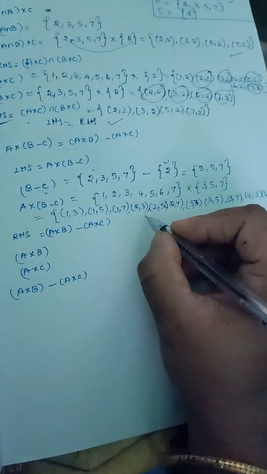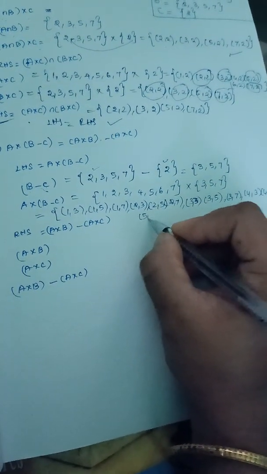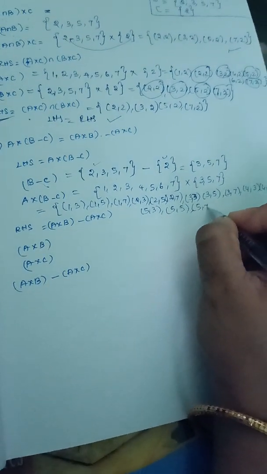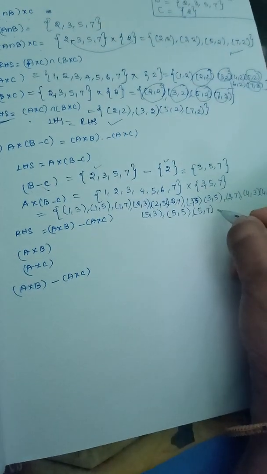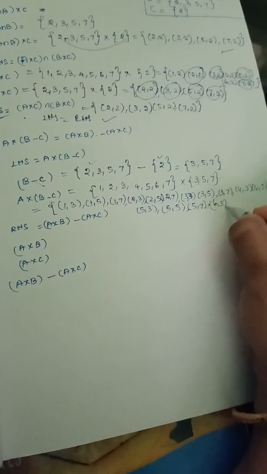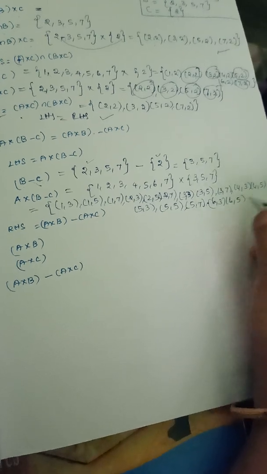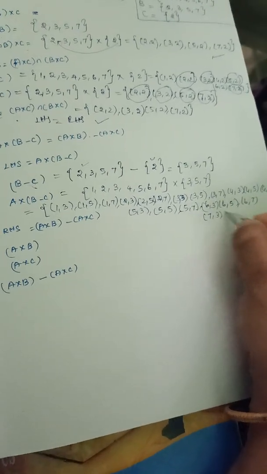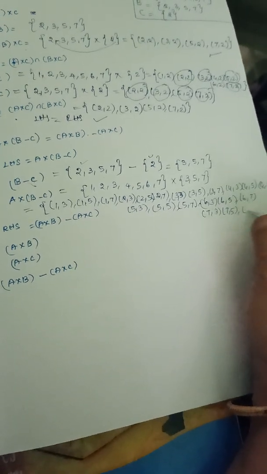Next, 4 over. Next 5, 3, 5, 5, 5, 7. Next, 5 over. 6, 3, 6, 5, 6, 7. Next 7, 3, 7, 5, 7, 7.